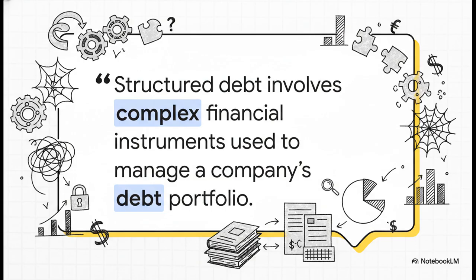Okay, here it is, the formal textbook definition. Let's read it together. Structured debt involves complex financial instruments that are used to manage a company's debt portfolio. It goes on to give some examples, which we'll get to. But wow, that first sentence is a mouthful, isn't it? Complex financial instruments, debt portfolio. We can't just memorize this. We need to really understand it. So that's our mission today, to take this dense definition and pull it apart, piece by piece.